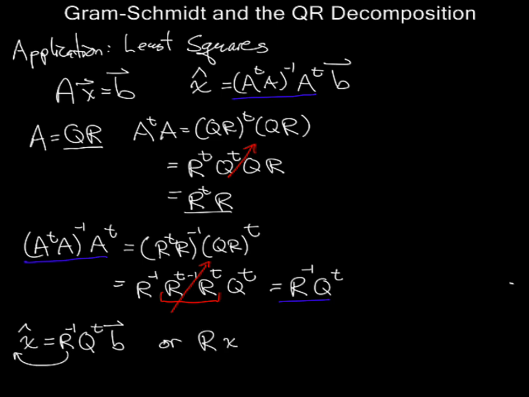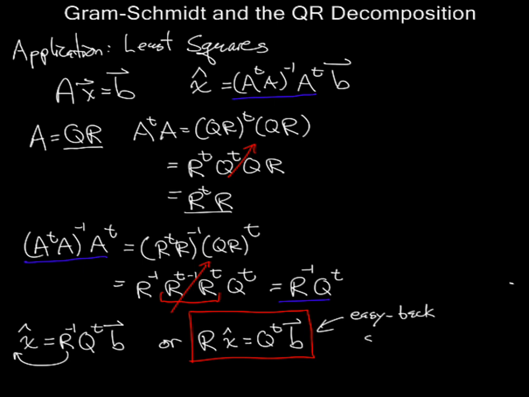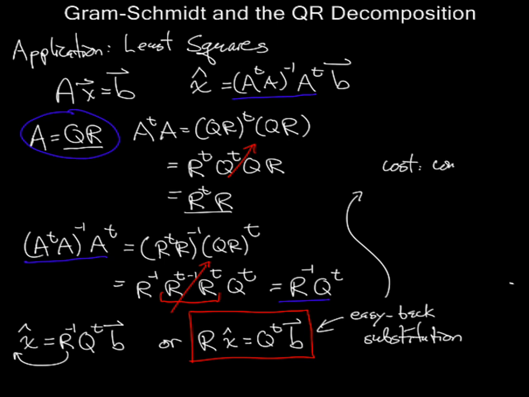And it might be helpful to put the R on the other side and write it this way. Rx is equal to Q transpose B. And this is an easy equation to solve by back substitution because R is upper triangular. So this is one way to solve this least squares problem. The cost, of course, is that you have to go through the effort of finding the QR decomposition, but there are situations in which this is a good thing to do.